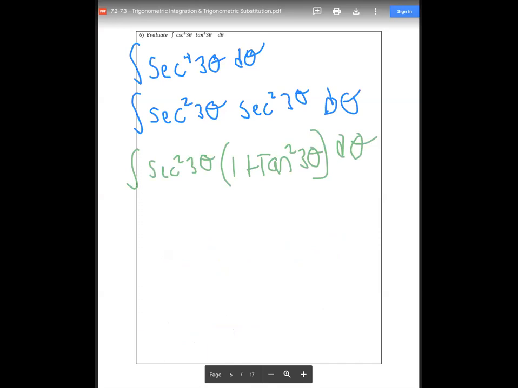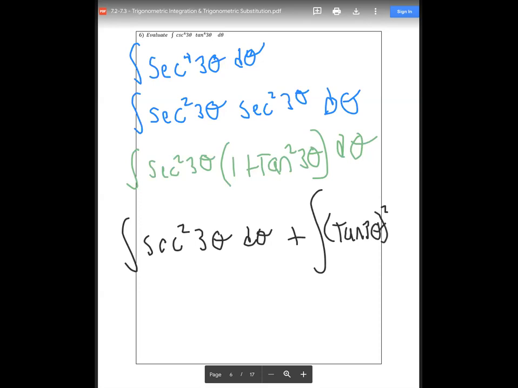So at this point now, when we distribute this, we have secant squared of 3 theta d theta plus a tangent squared of 3 theta. I'm going to rewrite this like that, times secant squared of 3 theta times d theta. Kind of ran out of space there, but you guys get the point. So now all we have to do is integrate.